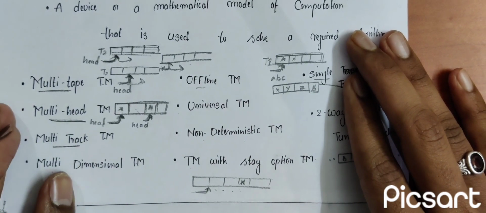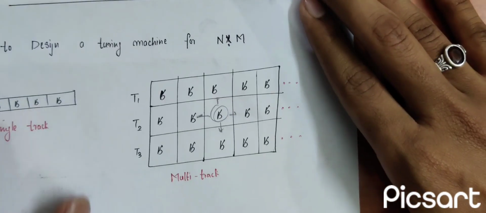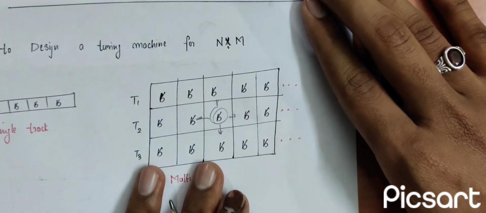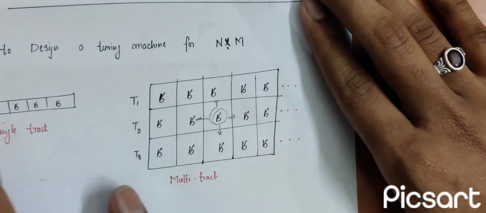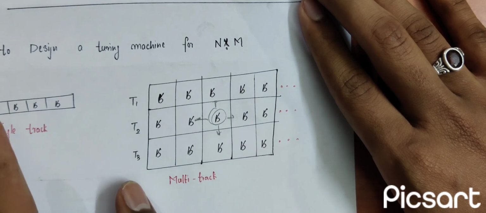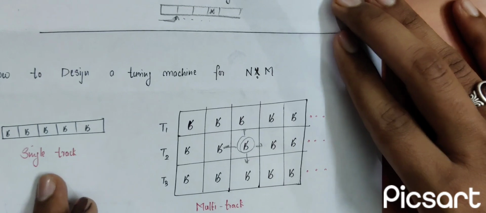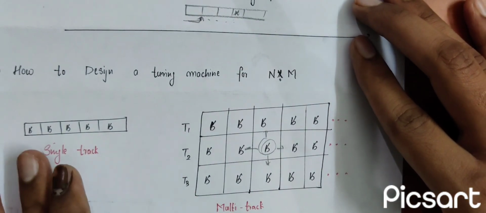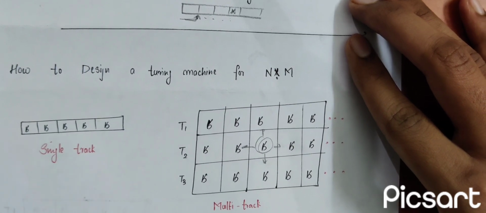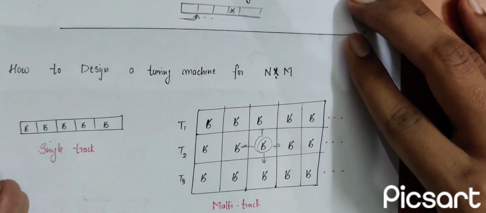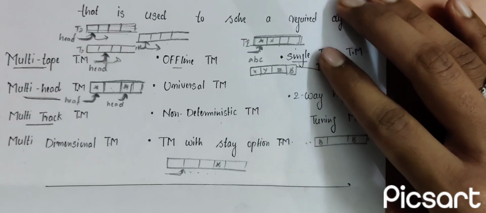In a multi-track Turing machine you have multiple tracks joined together. Initially I have 3 tracks, and all the blocks of these tracks are empty, that is, they are marked as blank spaces. All the columns are marked as blank initially, and the more inputs you have, the fewer blank spaces you will have in the Turing machine.